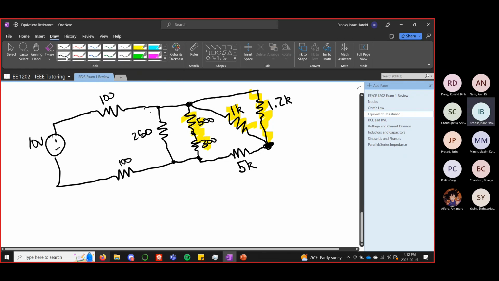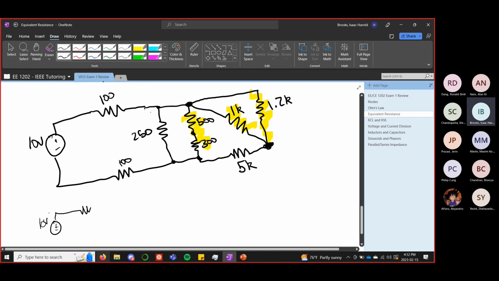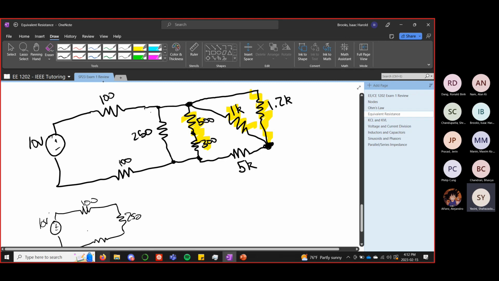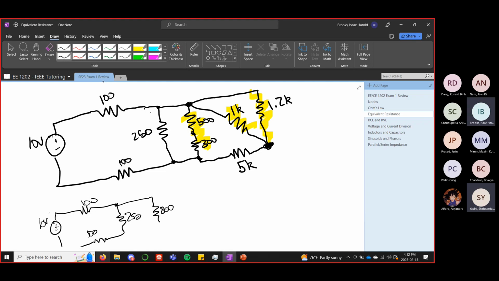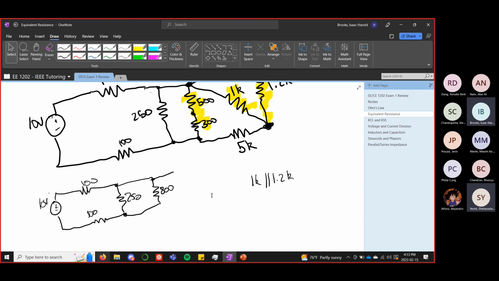So let's just do that real quick and redraw our circuit. So we've got our 10 volt source, 100, 50, 100. Now 500 plus 300 is 800. And then now we have a 1K and a 1.2K. What does that make? Well, we can use our product over sum formula. Or sometimes if you're given a lot of these things, it could be nice to just solve it all symbolically first and then type it in. Sometimes it's nice to simplify as we go. So let's simplify as we go.